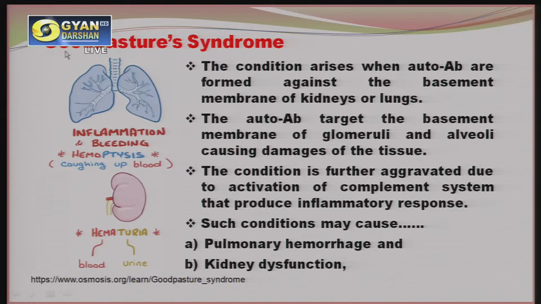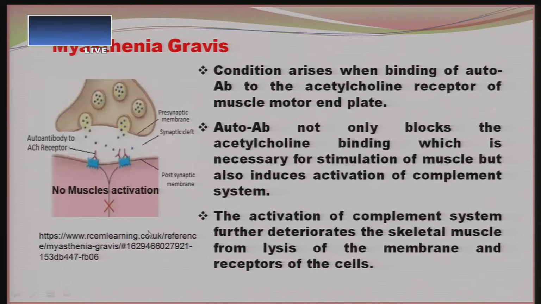And another is Goodpasture syndrome. So you can see here that inflammation and bleeding will take place. Here autoantibodies are generated against the lung cells. Here autoantibodies are also generated against the kidney cells. Here is the hematuria, where blood is released in the urine. You can say it is Goodpasture syndrome.